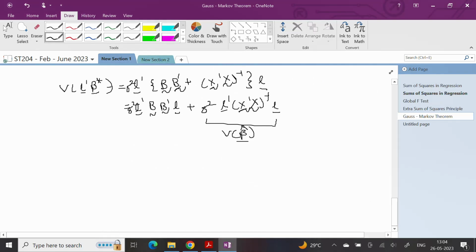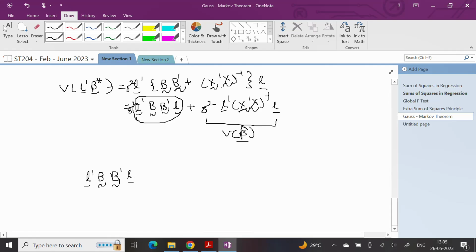Okay. So if we could prove that this quantity, sigma square is anyway non-negative, so if we could prove that this quantity is greater than or equal to 0, then we are done. Okay. So I have to worry about L prime B prime L. Let me just write it. I have to worry about L prime B prime L.